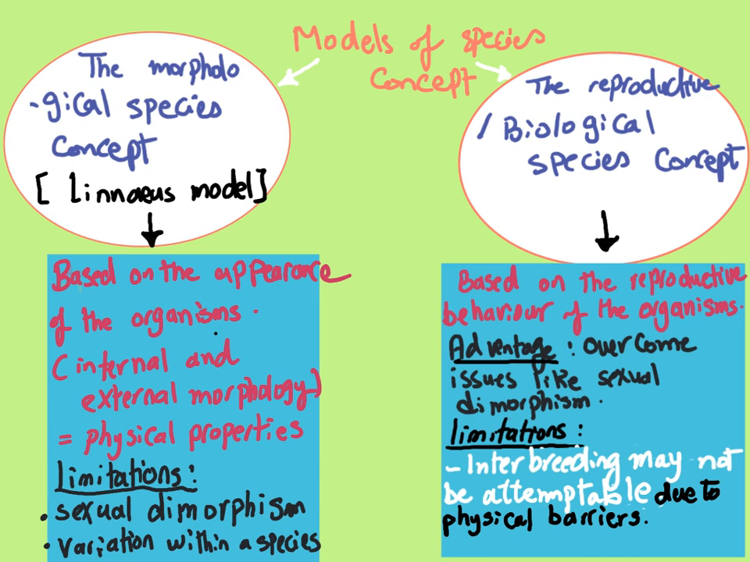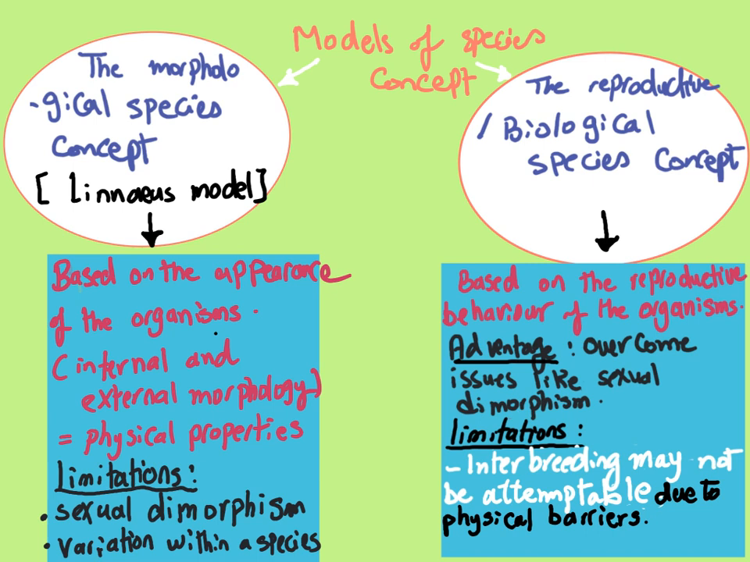There were two models of species. The first model of species we call the morphological species concept. The morphological species concept was used from the time of Linnaeus, the Greek philosopher. So a long time ago, the definition of species was as per the Linnaeus model.